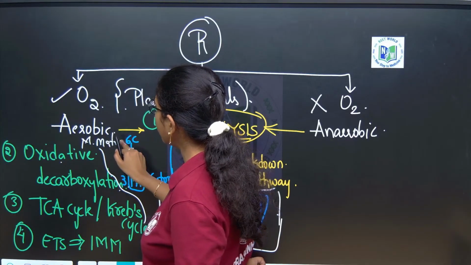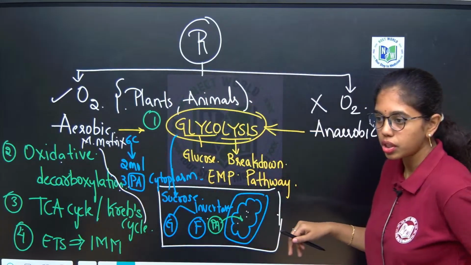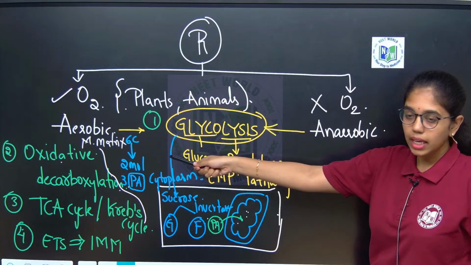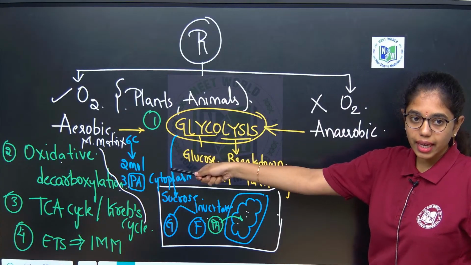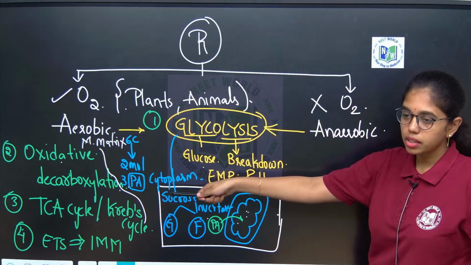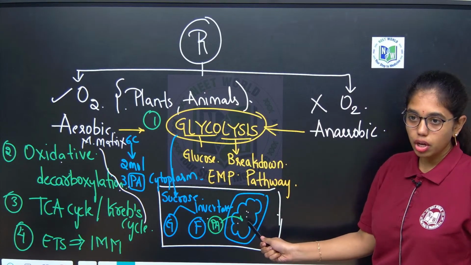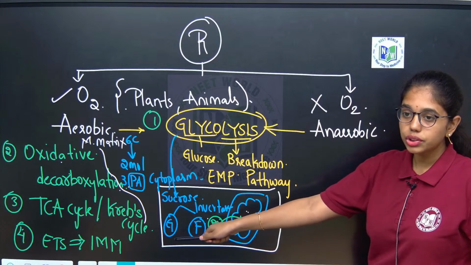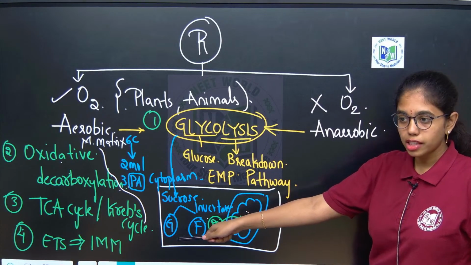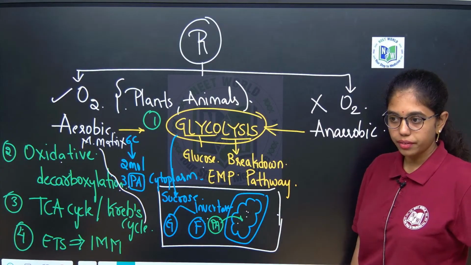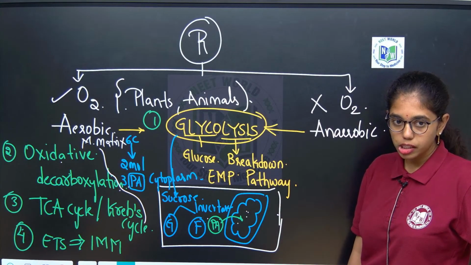So, are you clear with the 4 steps of aerobic respiration? The very first step is glycolysis. Second is oxidative decarboxylation. Third is the TCA cycle. Both of them happen in the mitochondrial matrix. And the last step is the electron transport system, which happens in the inner mitochondrial membrane. Clear with the aerobic respiration steps, right?